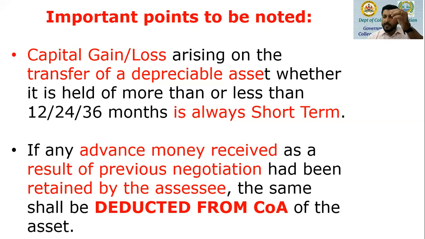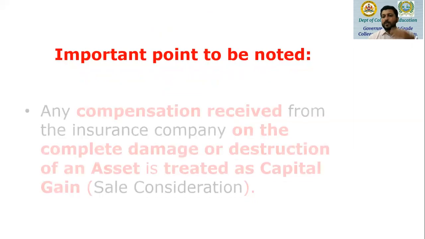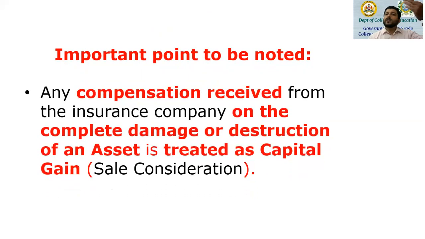So if any advance money is received from a buyer and thereafter forfeited, such advance amount will be deducted from the cost of acquisition in the computation of capital gain when it is transferred to the next buyer.